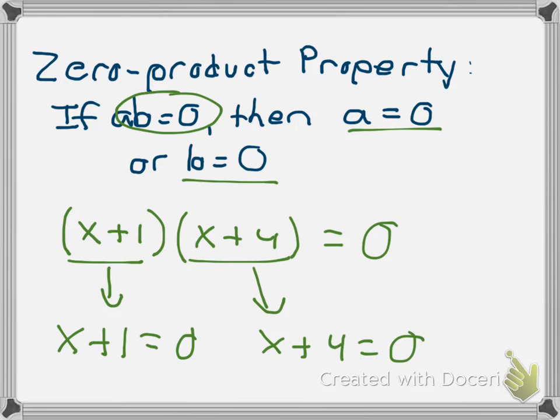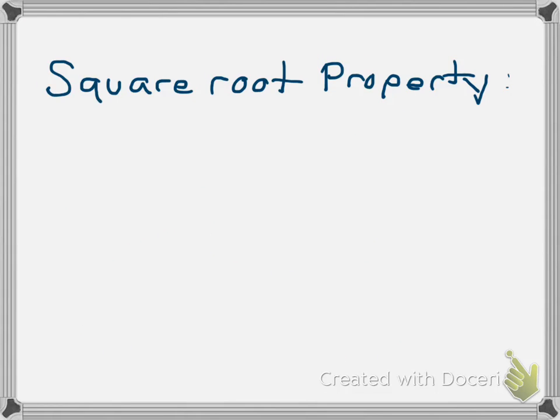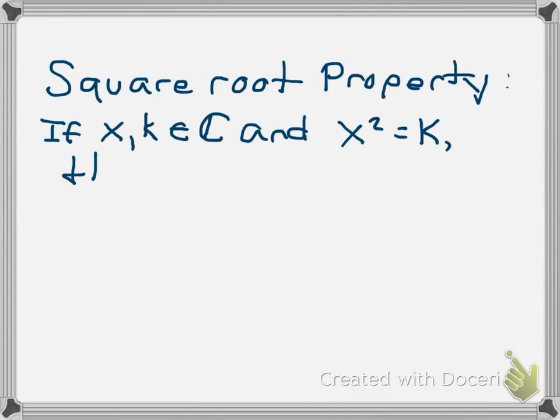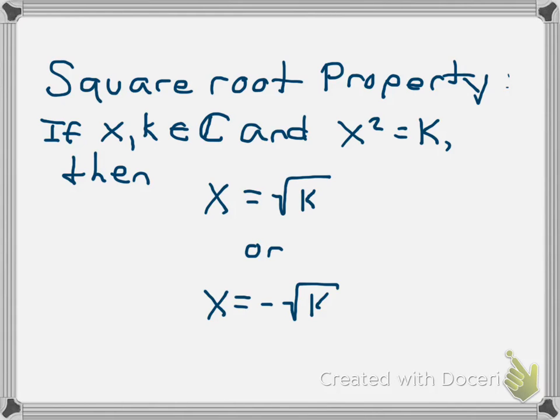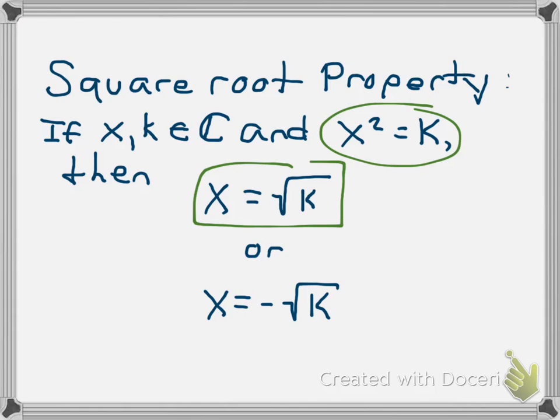But the new property in this section that you may not be aware of is the square root property. And the square root property says, now if we have an expression or an equation that has a squared in it, like x squared equals k, that means we need to look at both solutions. That means that we can square root both sides and get x equals the positive square root of k or x equals the negative square root of k. We have to consider both solutions here.